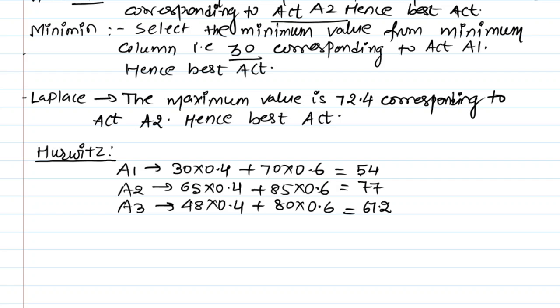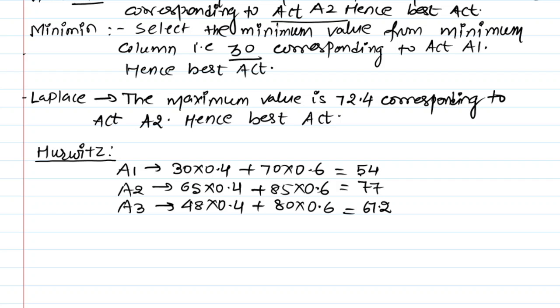Let's see. Okay. So what we have done over here under Hurwitz, I have multiplied the values in the minimum column with the value of 1 minus alpha and the maximum value with alpha. So for A1, the minimum value was 30 and 1 minus alpha was 0.4. Maximum value was 70 and the value of alpha was 0.6, which gives me 54. Similarly for act A2, 65 into 0.4 plus 85 into 0.6 gives me the total as 77, and for A3, 48 into 0.4 plus 80 into 0.6.